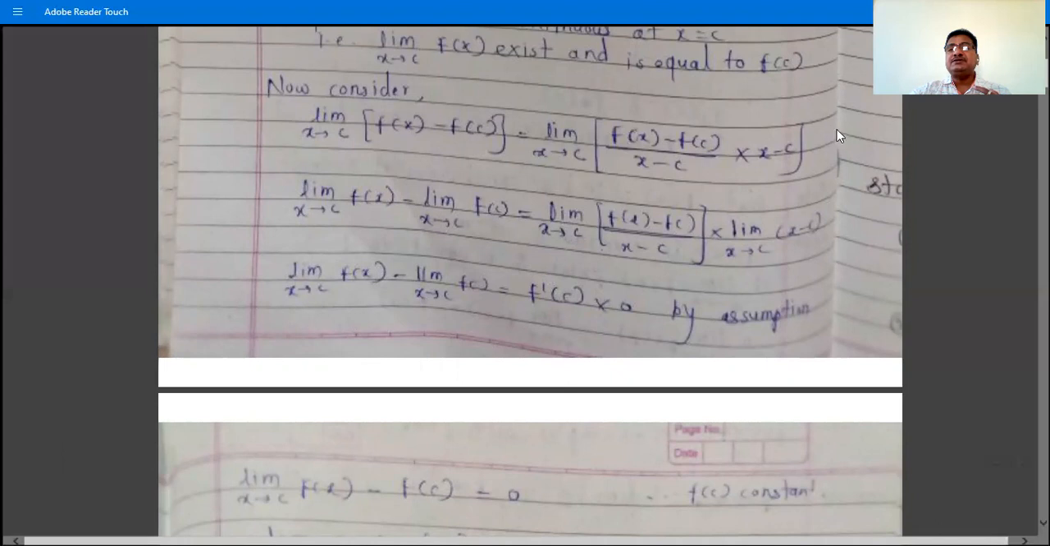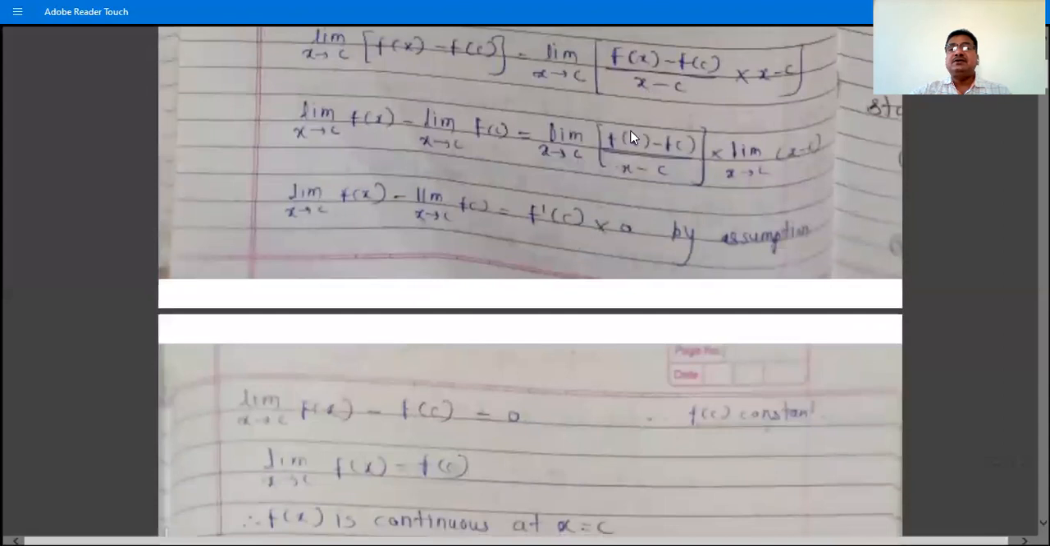That is, limit of f(x) into g(x) is limit of f(x) into limit of g(x). So we have this, and therefore limit x tends to c of f(c) is itself f(c). Because limit is on x, and this f(c) is not a function of x, it is free from x, so this f(c) is constant with respect to the limit, because limit is on x, and this is the constant f(c). So the limit is itself f(c).